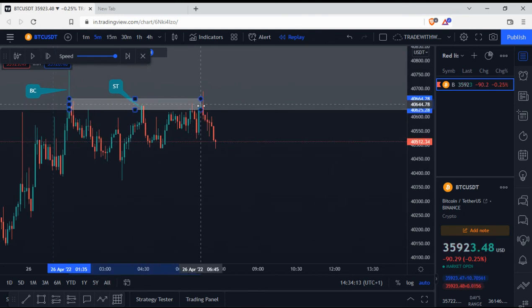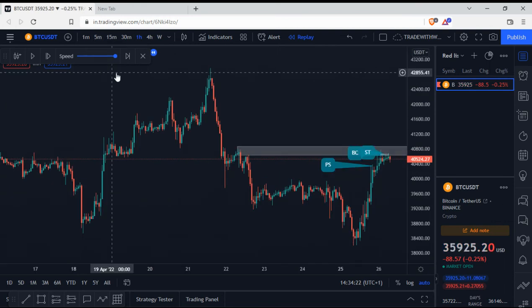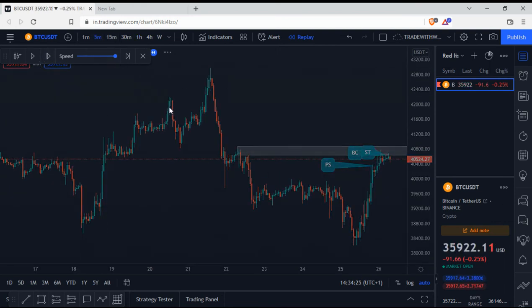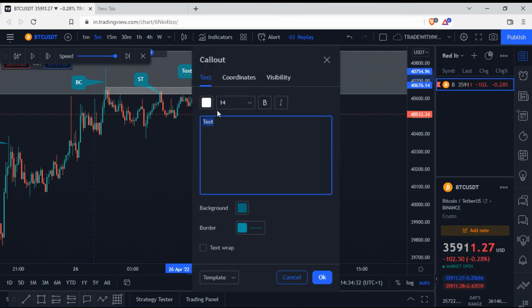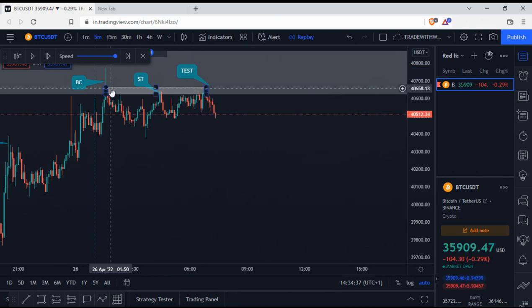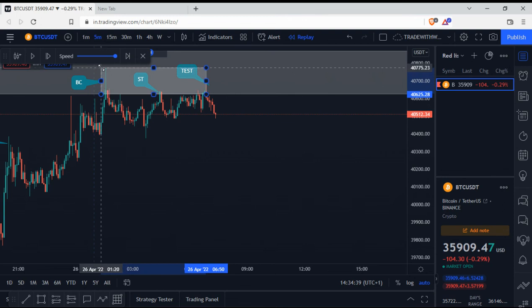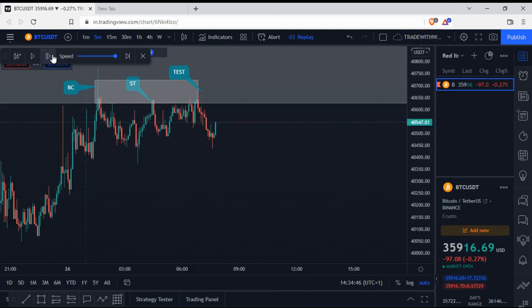So now it's still the same thing. Now you can see a secondary test. You can call this one a test again. Let's quickly go back in time. Yes, you can call this the tests. You can see it's still inside, it's still creating resistance. It's still the old resistance, so it's still creating resistance like this. I want to see a liquidity grab.